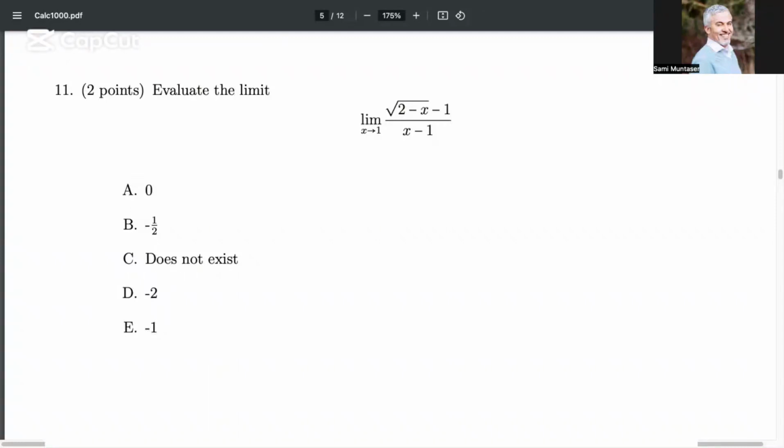Struggling with limit problems that involve square roots? Learn how to solve limits using the conjugate method step by step.